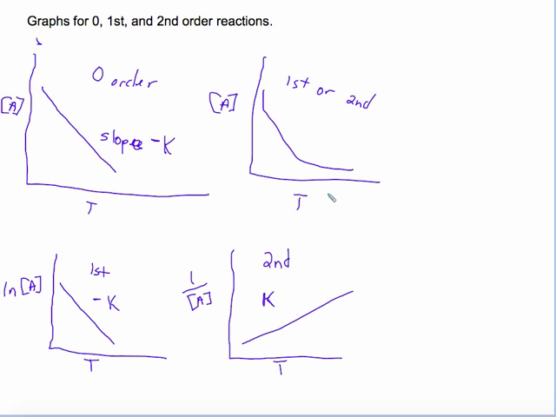And so that's how you tell if you have a zero, first, or second order reaction, by looking at the line. You might have to do some things to it if it's not zero order to see if it's first or second. That's it.